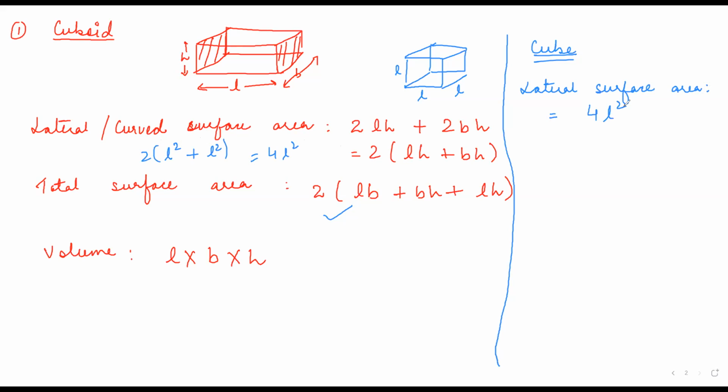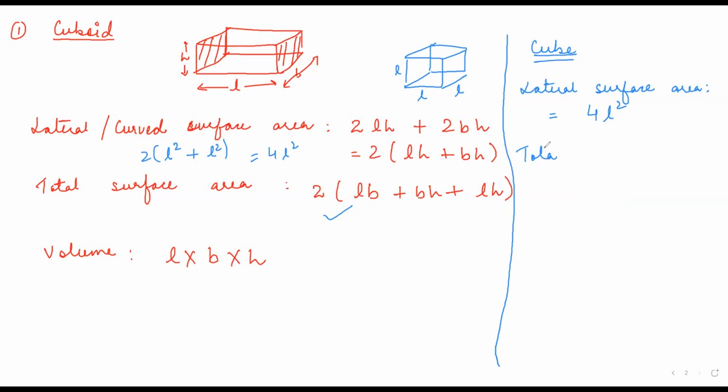See, look at the front face. It's a square, right? This is also L, this is also L. What is the formula? Length into length. So the area is L square. Clear? Yes, ma'am. And then you have 4 equal faces. So the formula becomes 4L square. Understood? Like front, back, left and right, 4 faces.